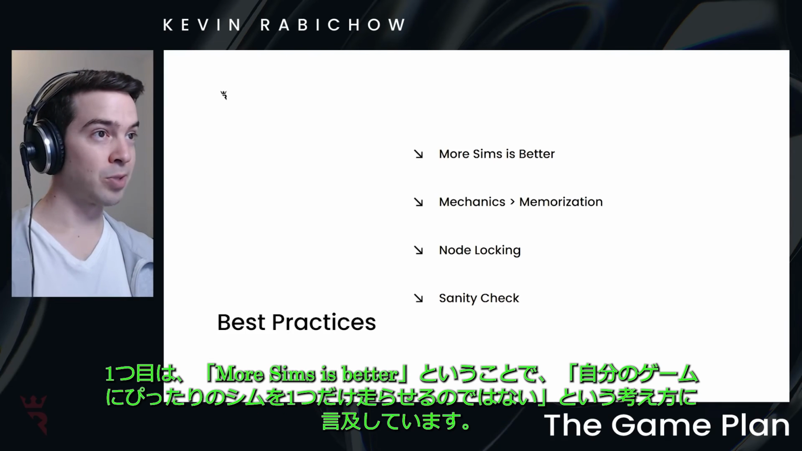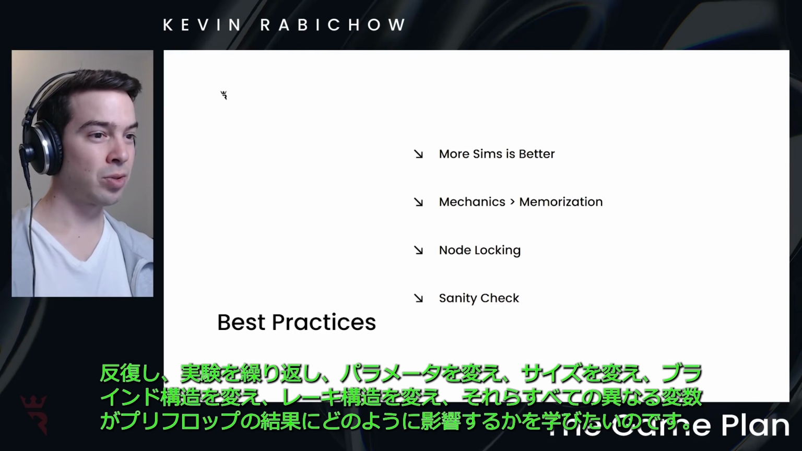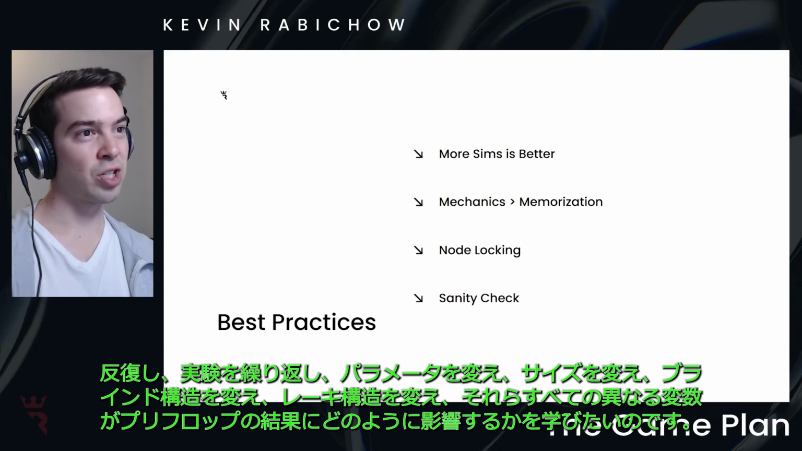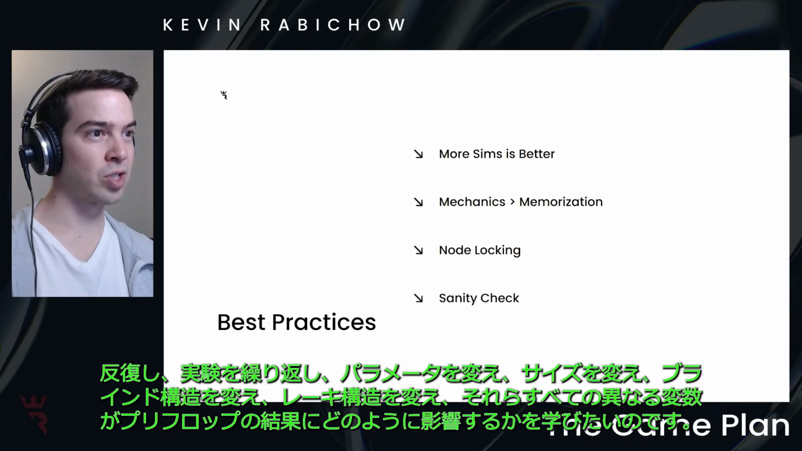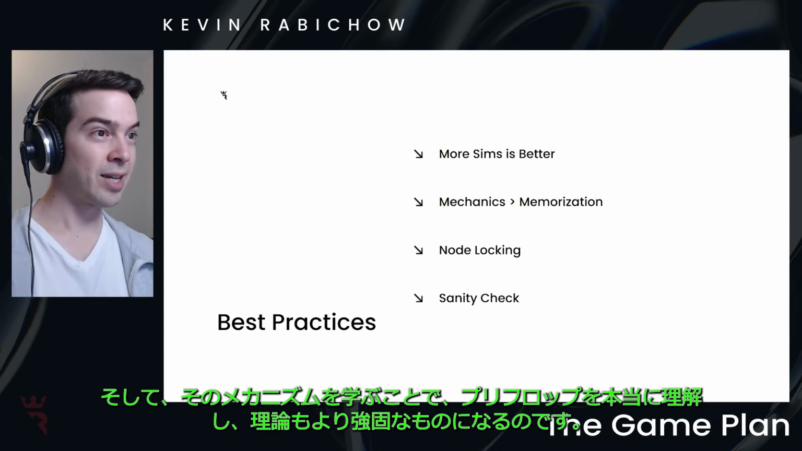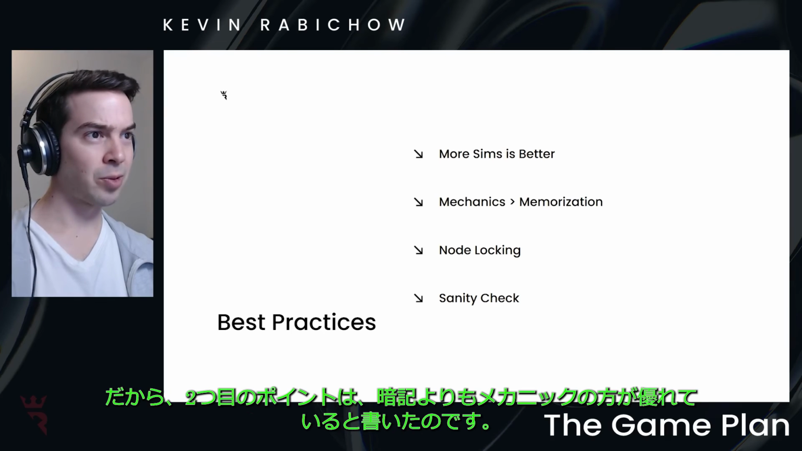The first one is more sims is better, which refers to the idea that I'm not just trying to run the one perfect sim for my game. I'm looking to iterate, run experiments, change parameters, change sizes, change blind structures, change rake structures, and just learn how all of those different variables are going to influence the preflop results. And once you've learned the mechanics, then you're really understanding preflop and your theory is becoming a lot stronger. So that's why I wrote the second point, mechanics is greater than memorization.